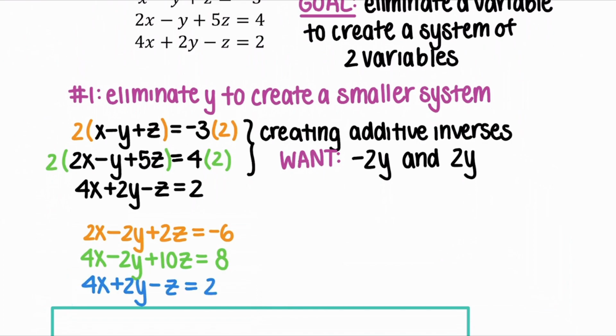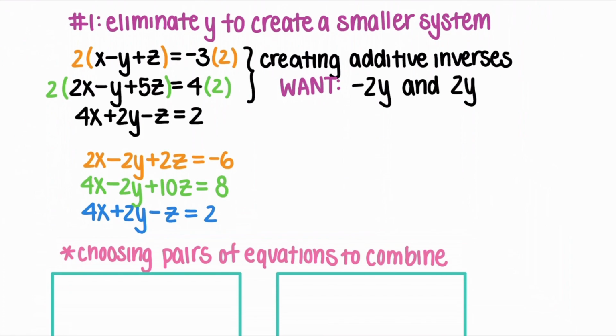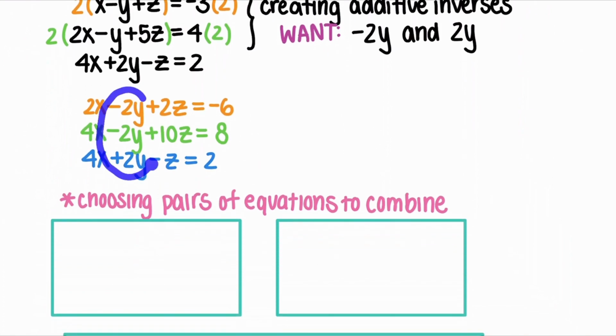And then our second equation is 4x minus 2y plus 10z is equal to 8. And then the last equation stays as it is. So once we have done this, once again, what we want to do is to combine or choose pairs of equations to combine in order to eliminate our value of y, because we want to create a smaller system once again. And so it doesn't matter which 2 equations we use as long as we use each of the equations at least once, because it has to satisfy all 3 equations simultaneously, whatever the solution is.